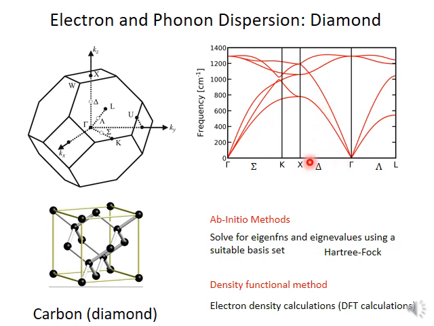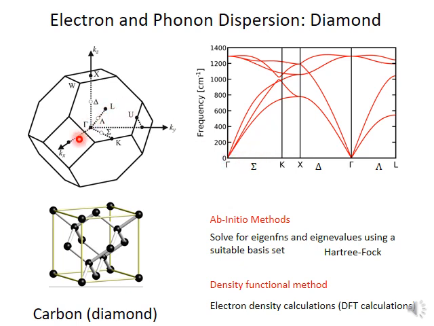So in this case again, for each k value in this part of the Brillouin zone, you can have four different energies possible for the lattice vibration, depending on what wavelength they have in this first Brillouin zone. Then you have this other gamma point.